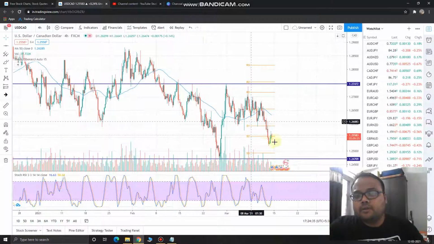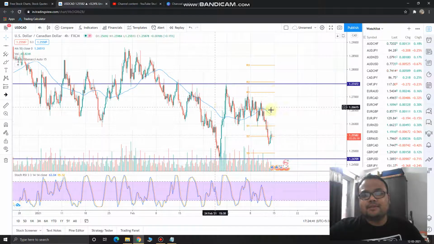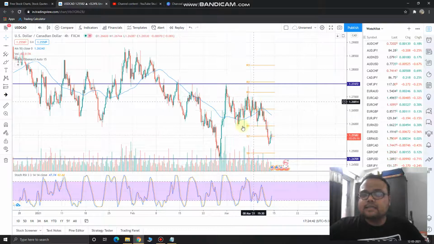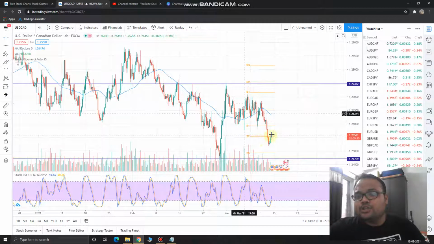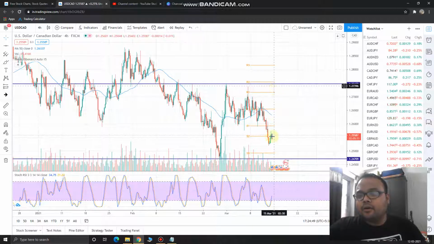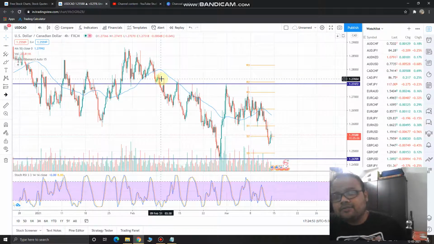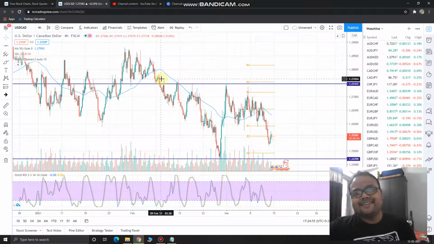So there is a possibility that market will cross this level and go down further. So I'll say that this is not the ideal position to execute the trade. Just wait for this level or this level. So this is the simple analysis for US dollar, Canadian dollar from my side for 12th March 2021.